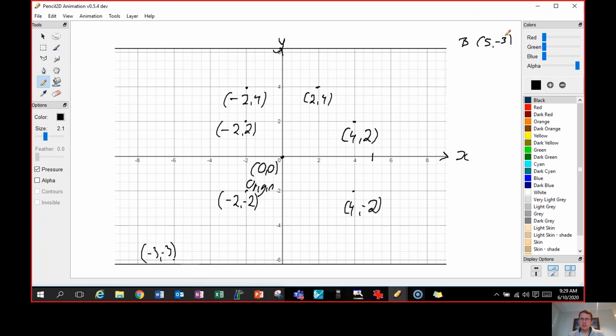Let's just change this maybe to negative 4, just so I can get my point in there. So 5, negative 4. I'm just going to put my point there so it's not in the way, and then I'll mark that with a B. Okay, I can still put the coordinates on there as well.